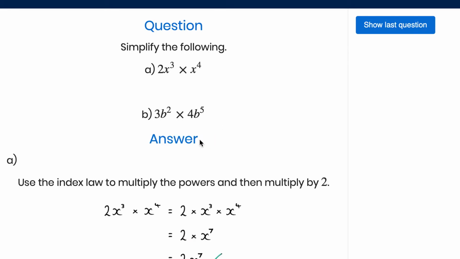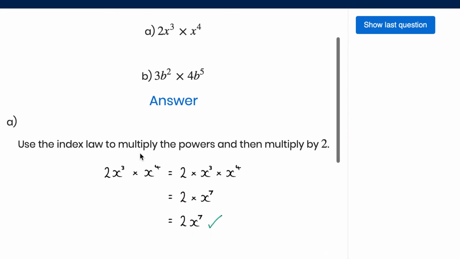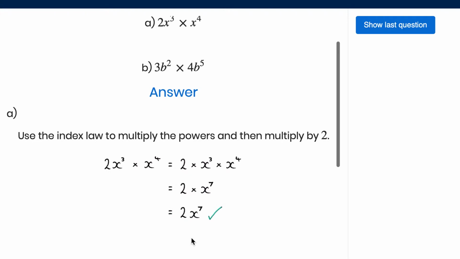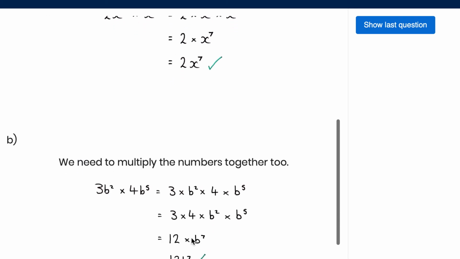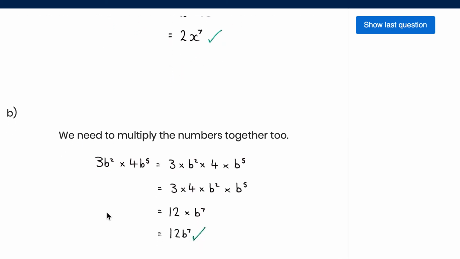Okay, so here are the answers. For part A, we use the index law to multiply the powers and then multiply by the 2 outside. So 2x cubed times x to the power of 4 is 2 times x cubed times x to the power of 4. Now since x cubed times x to the power of 4 is equal to x to the power of 7, we have 2 times x to the power of 7, which is just 2x to the power of 7.